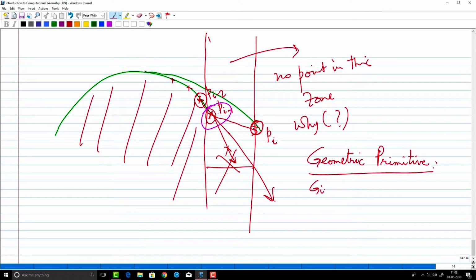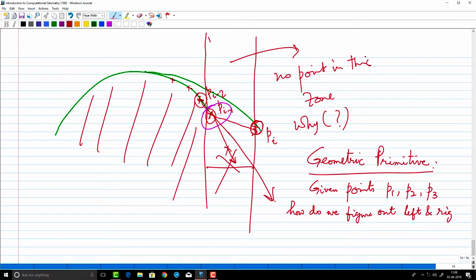That given points say P 1, P 2 and P 3, how do we figure out left and right turns from line segment P 1, P 2 to P 3.